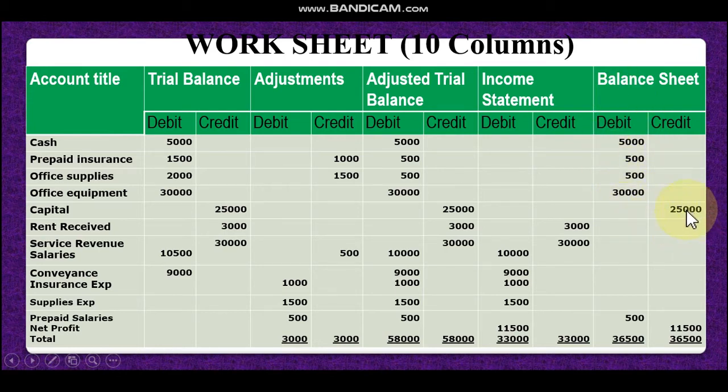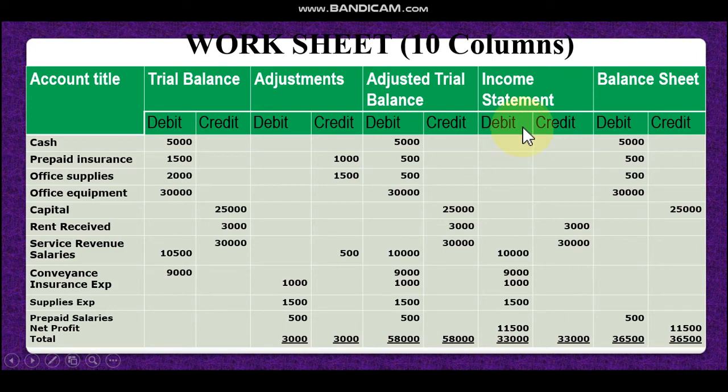Then capital is equity, so it is on the credit side. Rent received is income, that's why it is on the credit side of the income statement. Service revenue is another income. Salaries are our expenses. Conveyance is an expense. Insurance expenses, another expense. Supplies expenses, an expense. And prepaid salary is an asset, so it is on the asset side. That means from the adjusted trial balance we have to post to the income statement or balance sheet. Expenses go to the debit side of the income statement, income to the credit side of the income statement, assets to the debit side of the balance sheet, and liability and equity to the credit side of the balance sheet. So this is the format for preparing a 10 column worksheet.